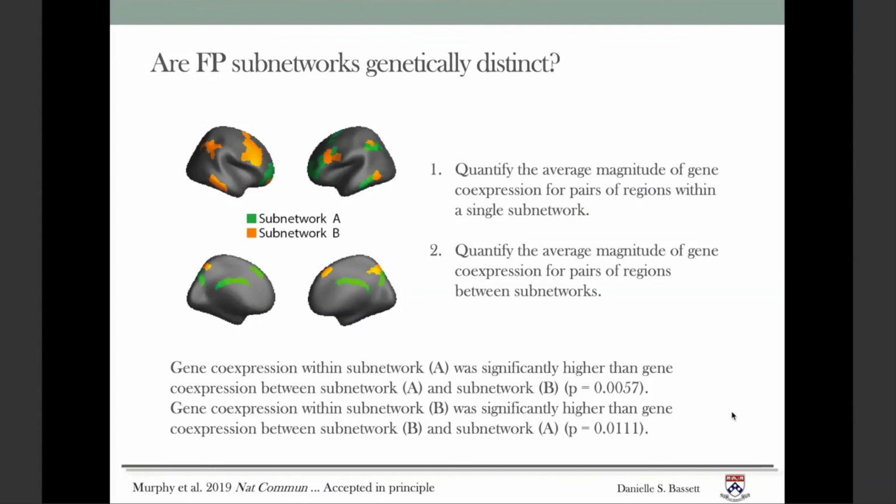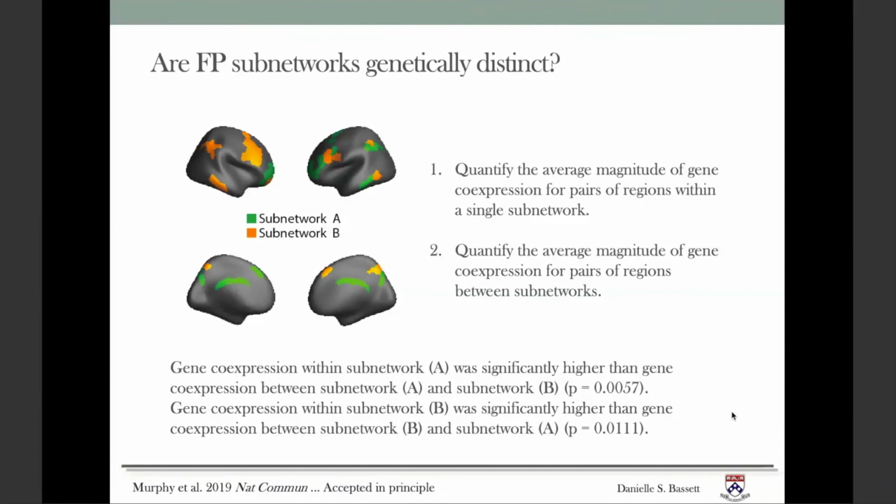And then we quantify the average magnitude for all of the pairs of regions between the two subnetworks. So if I take one region in subnetwork A and one region in subnetwork B, what is the average gene co-expression for those two? And what we consistently observe is that the gene co-expression for regions inside of subnetwork A is significantly higher than the expression for two regions that are between subnetwork A and B. And we find the same basic point for subnetwork B, which is that the co-expression inside subnetwork B is significantly higher than gene co-expression between two regions that are located in the two different subnetworks.